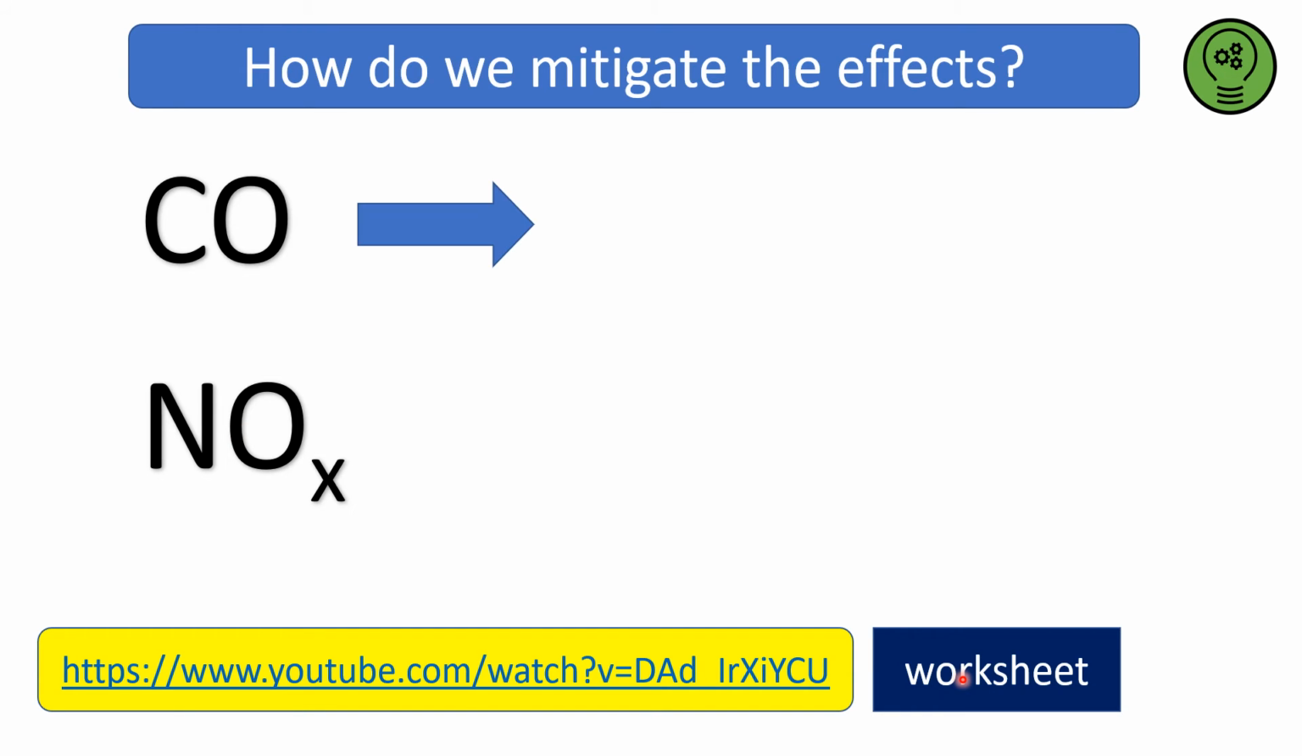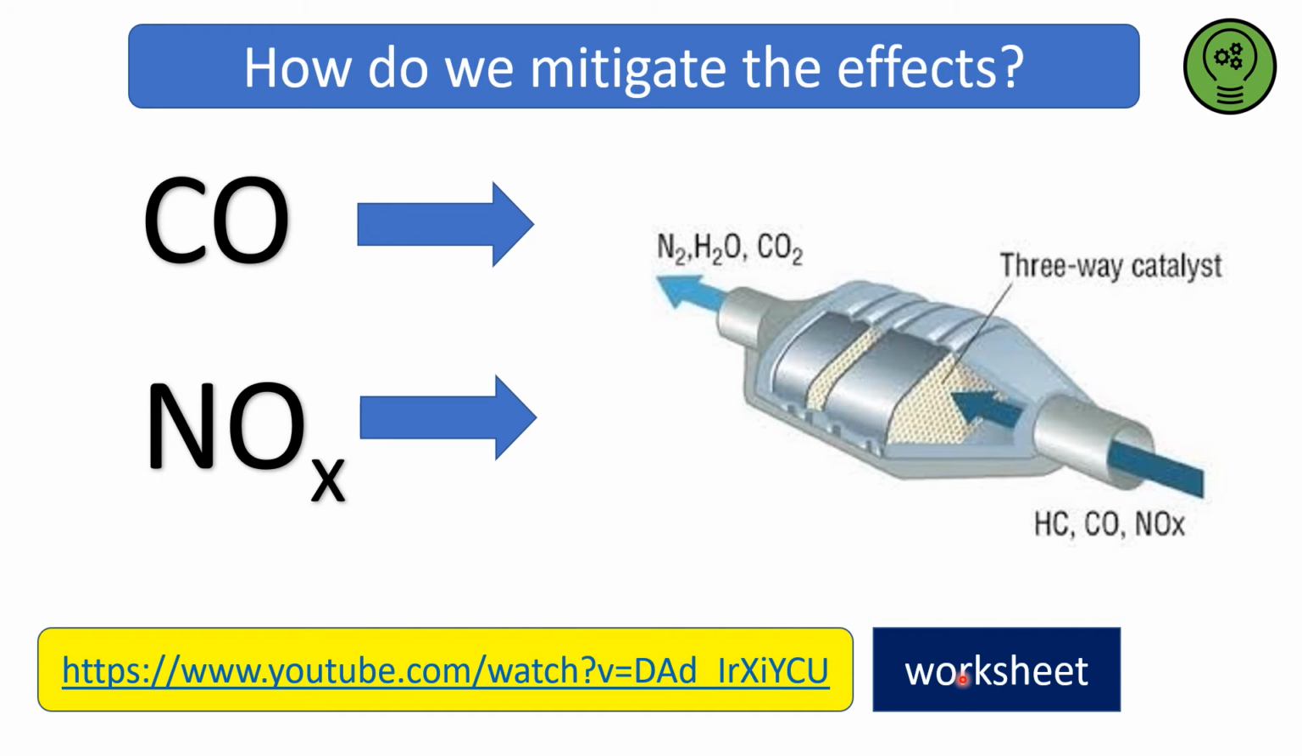Well, first of all, carbon monoxide and nitrous oxides, we're going to use a catalyst. So a lot of these come from the incomplete combustion in car engines or lorry engines. And so a catalyst or a catalytic converter is used on the exhaust system to convert carbon monoxide into carbon dioxide. So you can see here, carbon monoxide comes from the engine, it goes through the catalytic converter and it comes out as carbon dioxide.